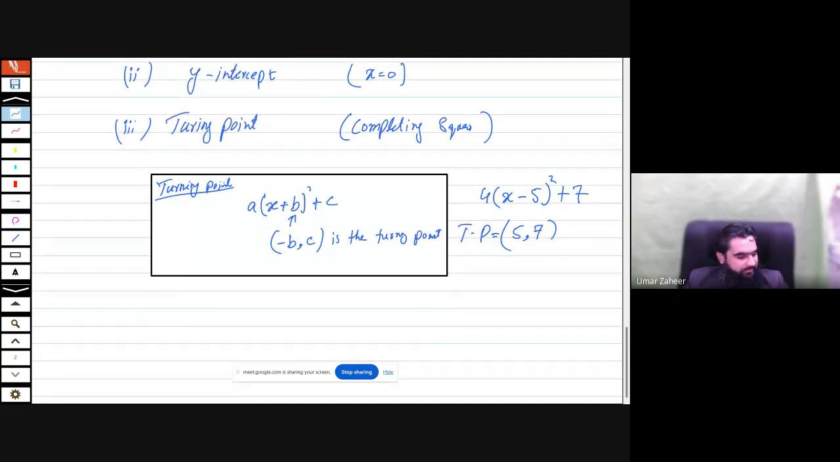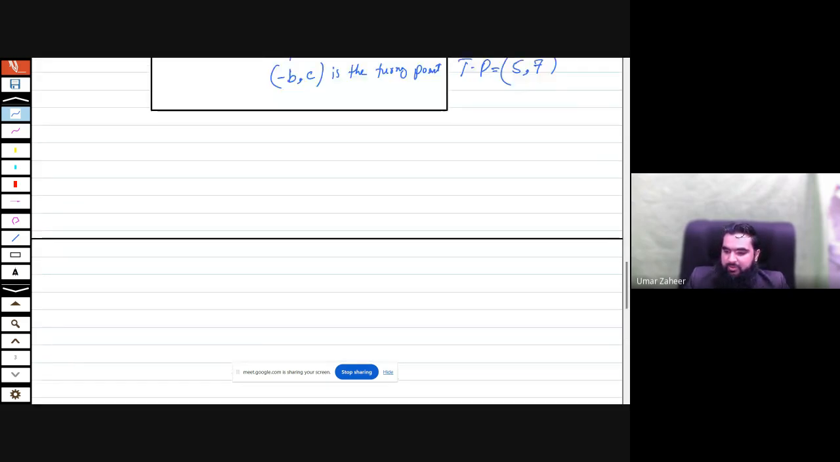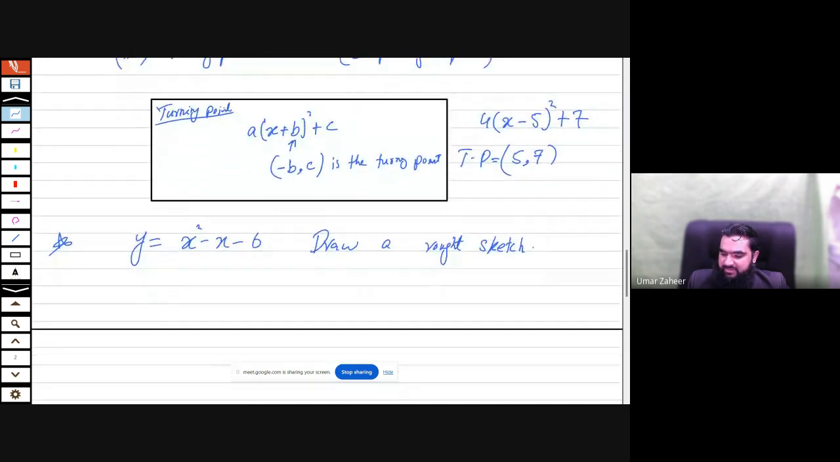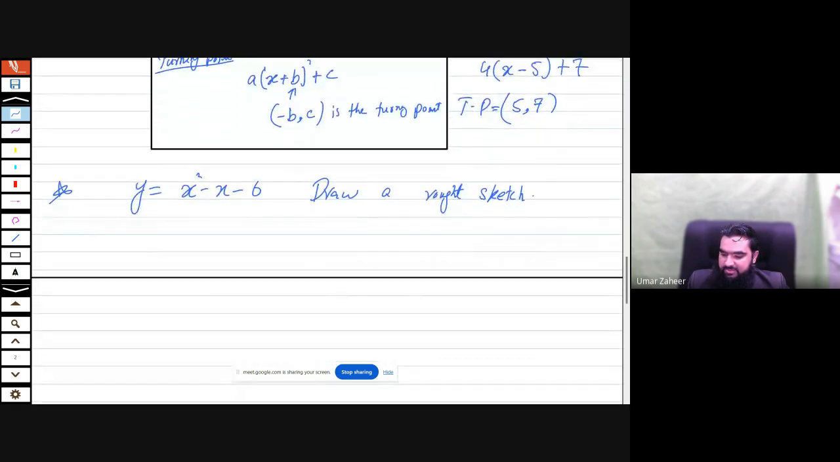Let's see how to take the example. For example, the examiner gives you the equation y is equal to x square minus x minus 6. You have to draw a rough sketch. So first of all, we have to find the x-intercept. For the x-intercept, y will be equal to 0.